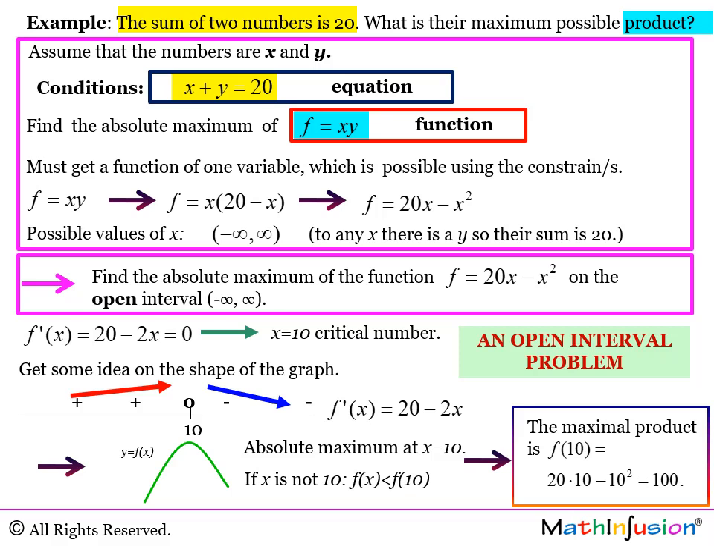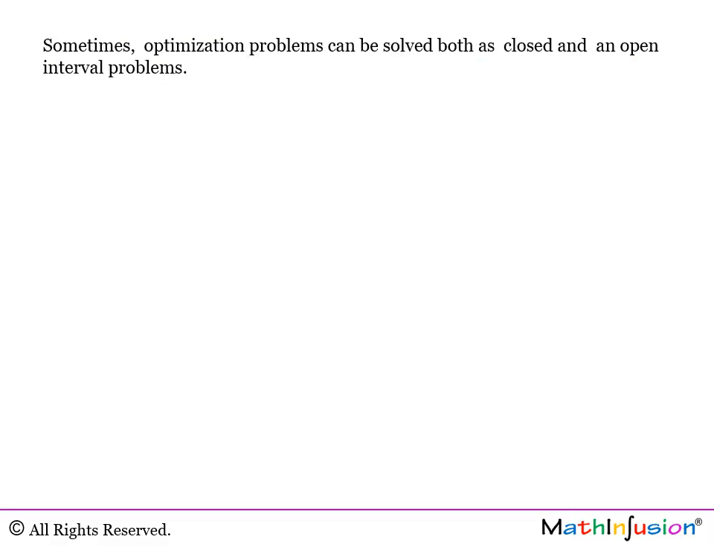This one is an open interval problem. So when you have an open interval problem, instead of the chart, you just have to do the first derivative test and put it on a chart, and then you get the shape of the graph. By the shape of the graph, you can really show that there is only one absolute maximum, it's this one. Sometimes we can do optimization problems as closed or open interval.